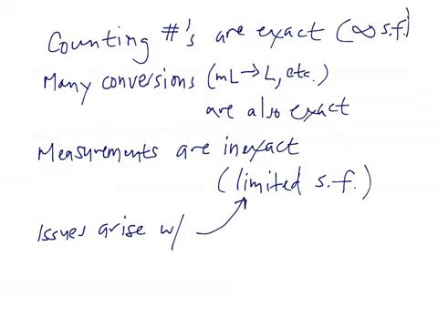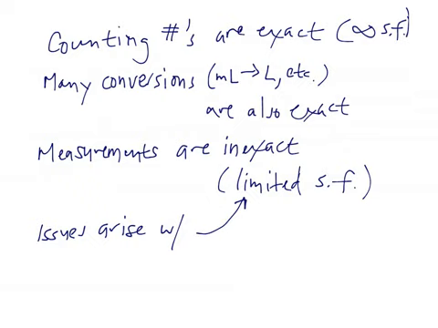A couple of quick things. Anytime you count a number, it's exact. So if I say there are 12 students in the classroom, there are exactly 12 students in the classroom. Those are things that I can count. I have a baseball player hits 35 home runs. He hit exactly 35 home runs. They weren't measured, they were counted.